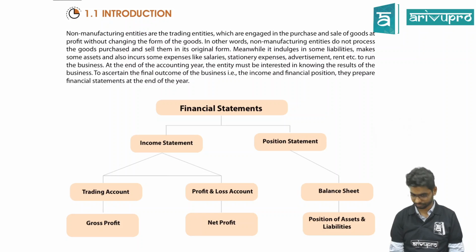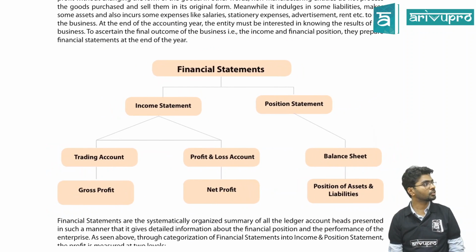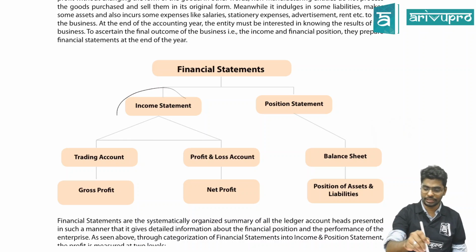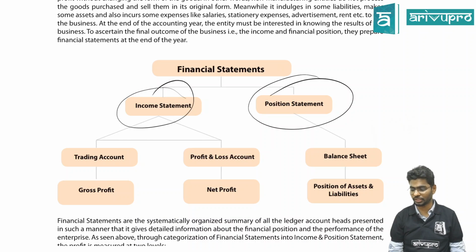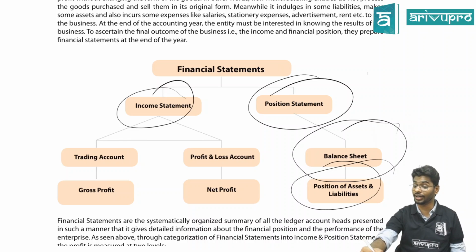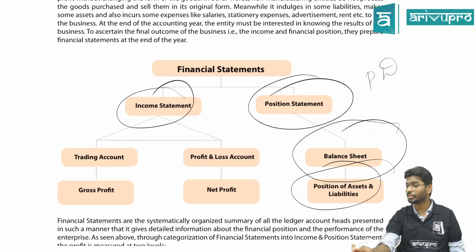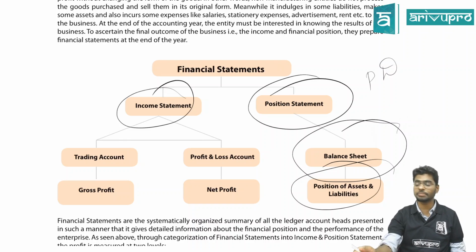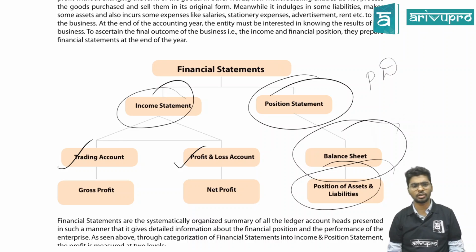Can we move further? I told you guys, final accounts, financial statements comprise two things. Which are the two things? Income statement and position statement. Position statement is what? Balance sheet. And balance sheet, what does it comprise of? Assets and liabilities on a particular date. Position of assets and liabilities on a particular date. Income statement comprises of what? Trading account and profit and loss account. What's the difference between a gross profit and a net profit? We'll come back a little later.